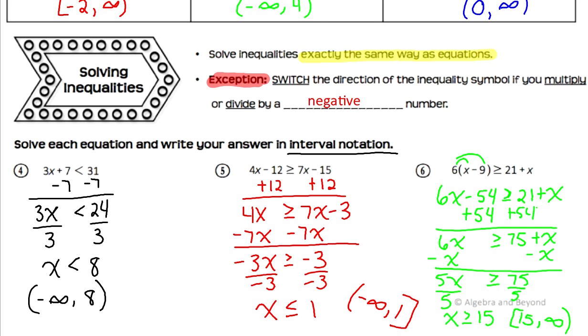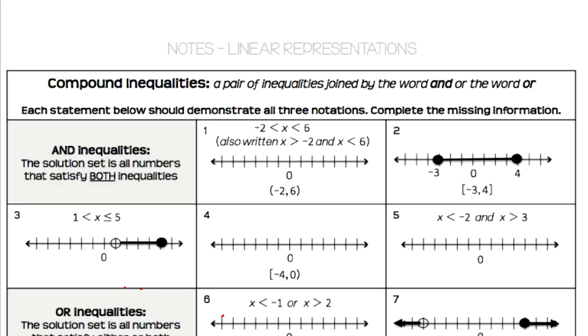Let's talk about a couple of special cases. All right, these are called compound inequalities. So compound inequalities are where two inequalities are joined together, either by the word and or by the word or. Okay, so we're going to start with and inequalities.